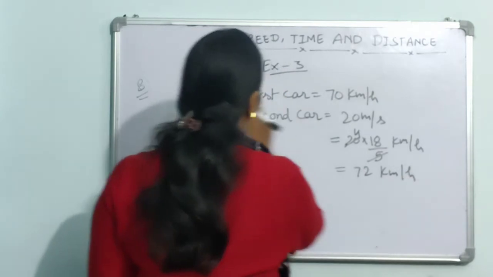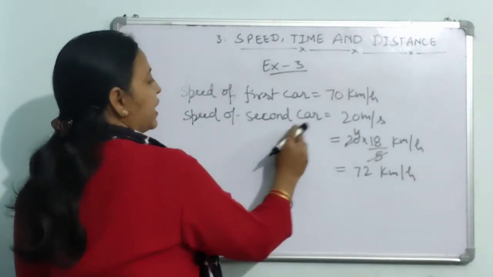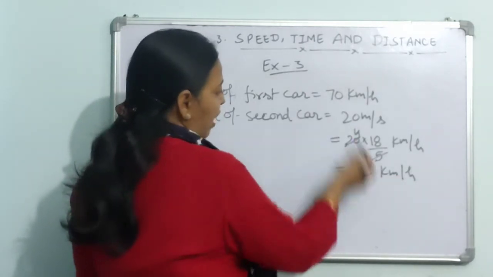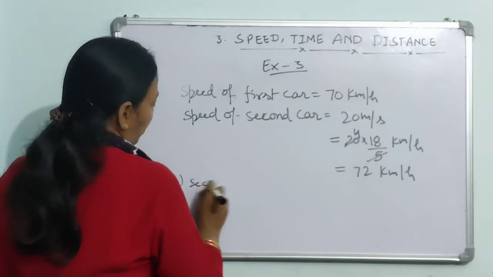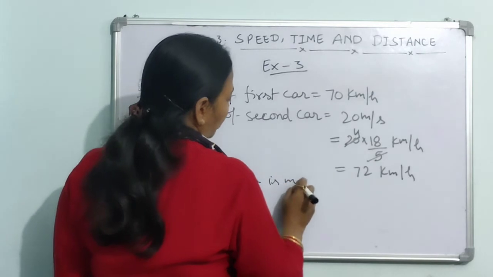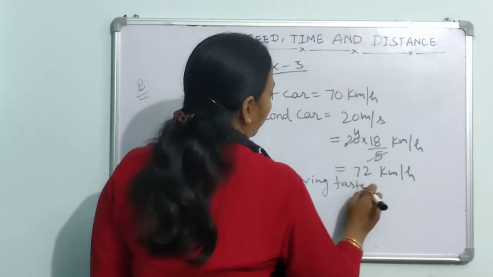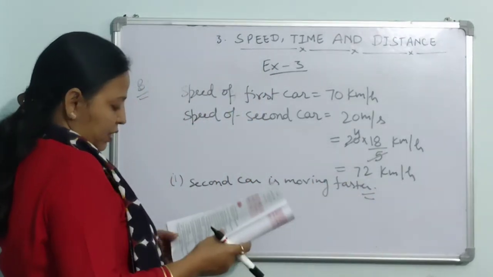So the speed of the first car is 70 kilometers per hour and the speed of the second car you are seeing here is 72 kilometers per hour. So which car is moving faster? What is answer number 1? The second car is moving faster. This is the first part of question number 8. Now we can see the second part.